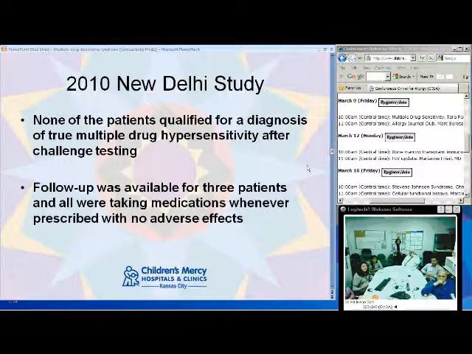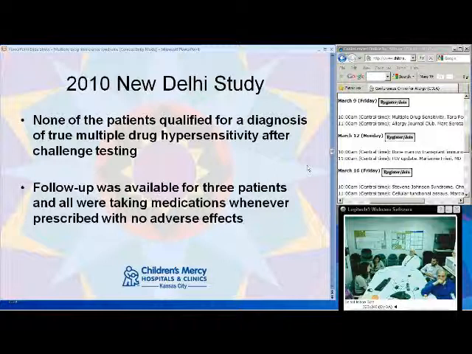They followed up with only three patients and found out that they were taking medications as prescribed before. They were avoiding all medications, and so were their physicians, and they were having no adverse effects. So what they said is they believe that true multiple drug reactors are exceedingly rare. A lot of people believe that they're allergic to multiple unrelated drugs. They're usually mistaken.